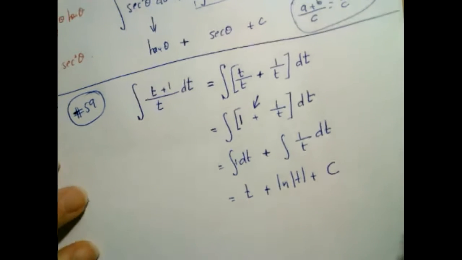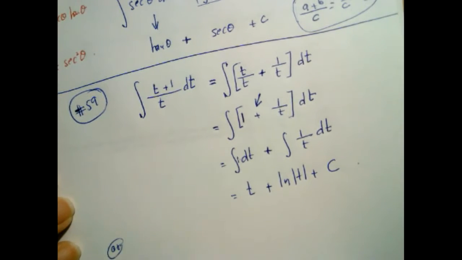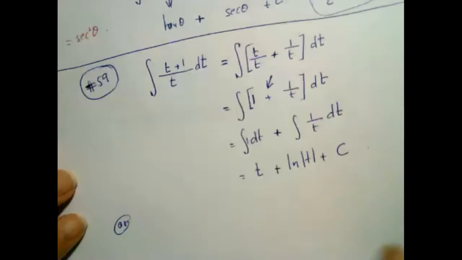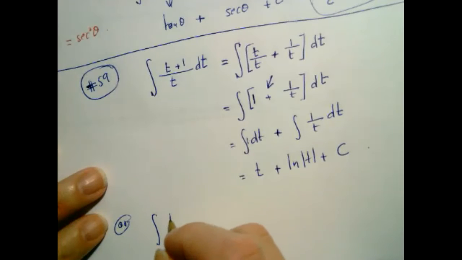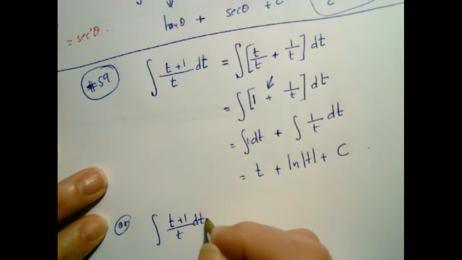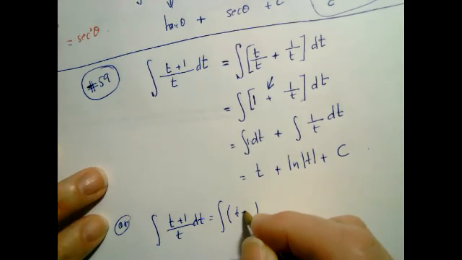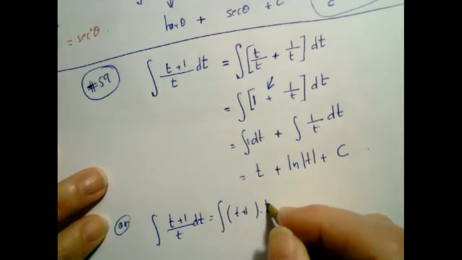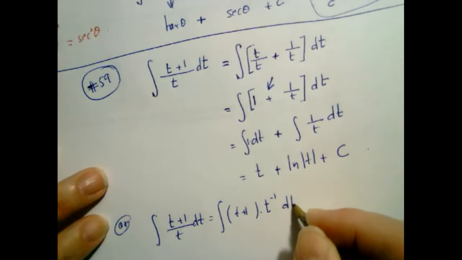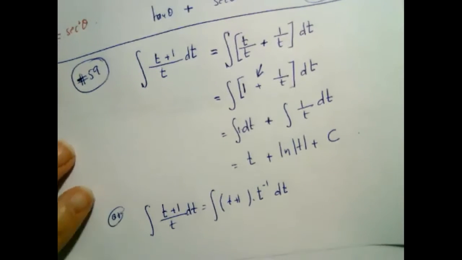Now, or you can do it this way. Which one are you more comfortable with? Or you can say the integral of t plus 1 over t dt is equal to the quantity t plus 1 times t to the minus 1 dt. Okay, either way, it doesn't matter.